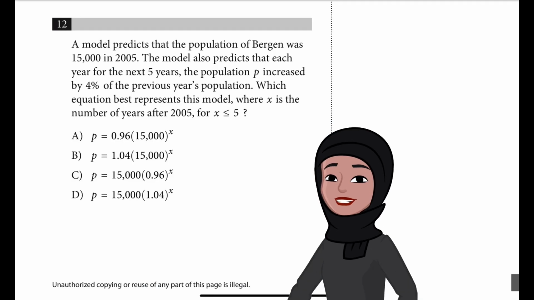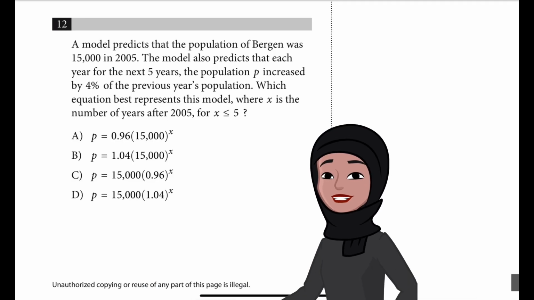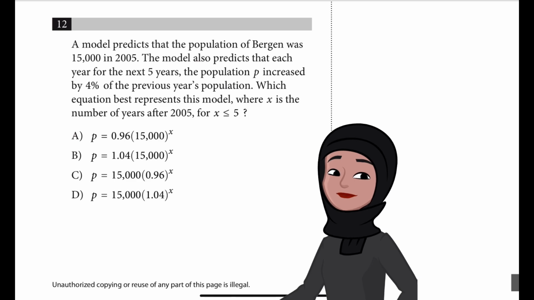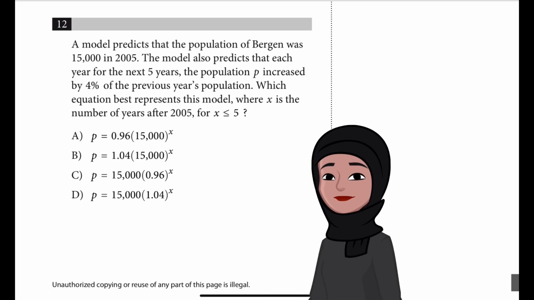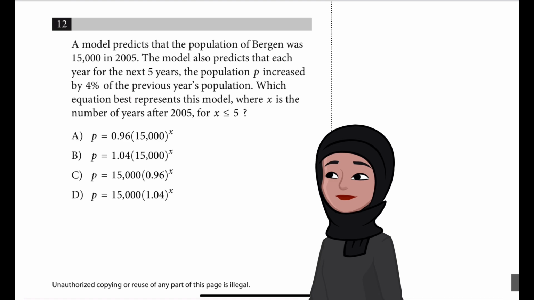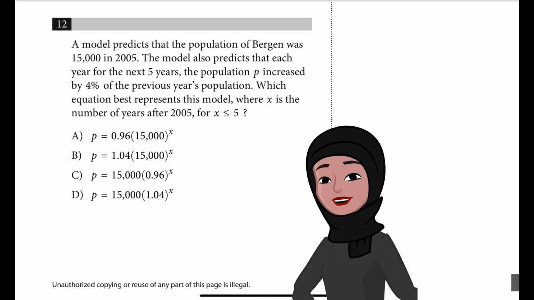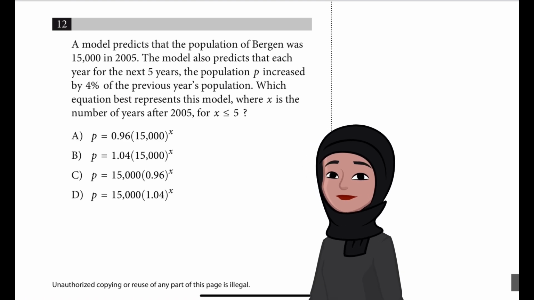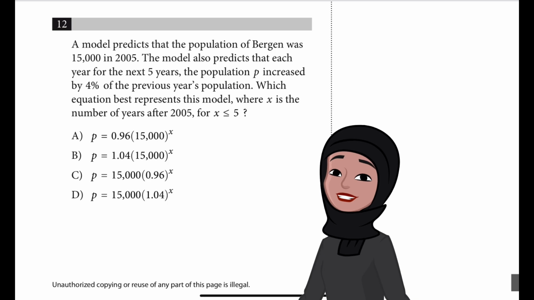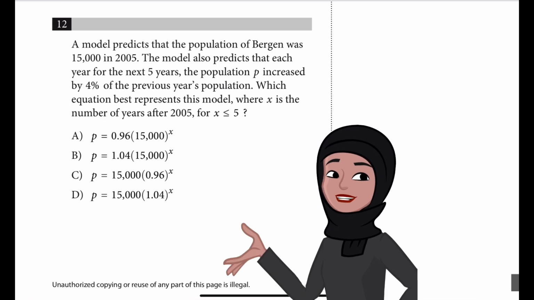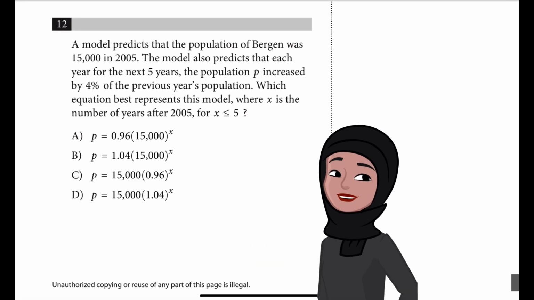A model predicts that the population of Bergen was 15,000 in 2005. The model also predicts that each year for the next 5 years, the population P increased by 4% of the previous year's population. Which equation best represents this model, where x is the number of years after 2005 for x less than or equal to 5?